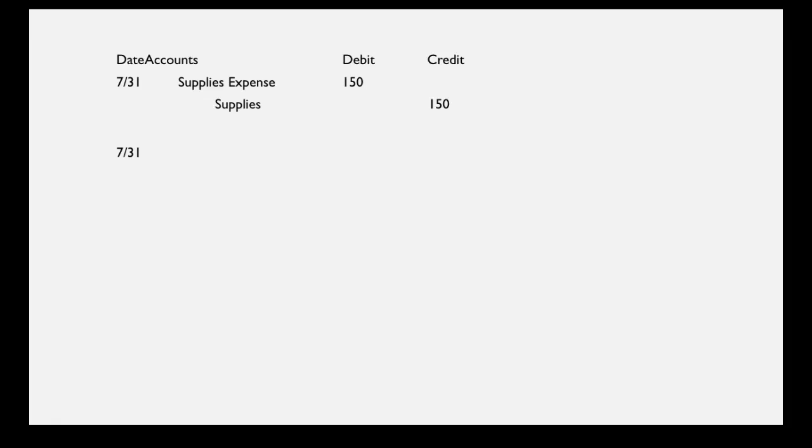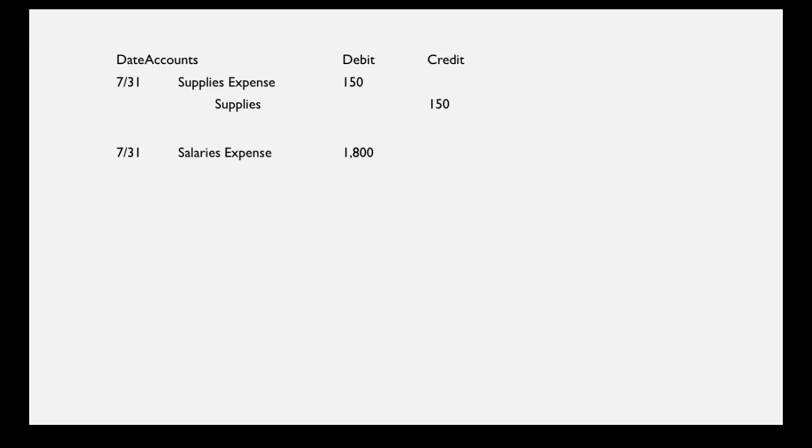Now, for the second one, employees are owed $1,800 and will be paid on August 2nd. So it's not payday yet, but we still need to count the expense in the month that it happened. So we need to count our salaries expense in this month. So we will debit our salaries expense for $1,800, and we aren't paying them right now, right? So we definitely don't want to use cash. We're saying that we're going to pay them later.